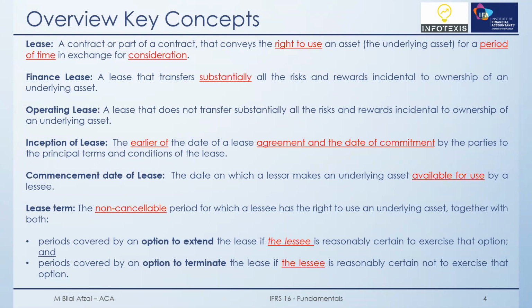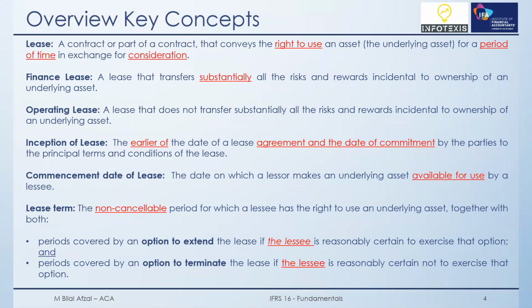The second is the period covered by the option to terminate. For example, the lease clause may say the lease term is for 5 years. However, after 3 years, the lessee may terminate the lease. So in this case, if you think the lessee intends to terminate the lease after 3 years, your lease term would be for 3 years only.